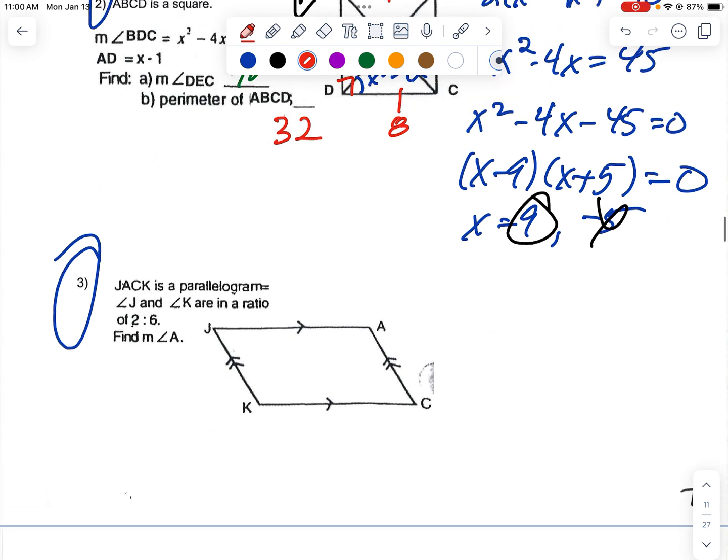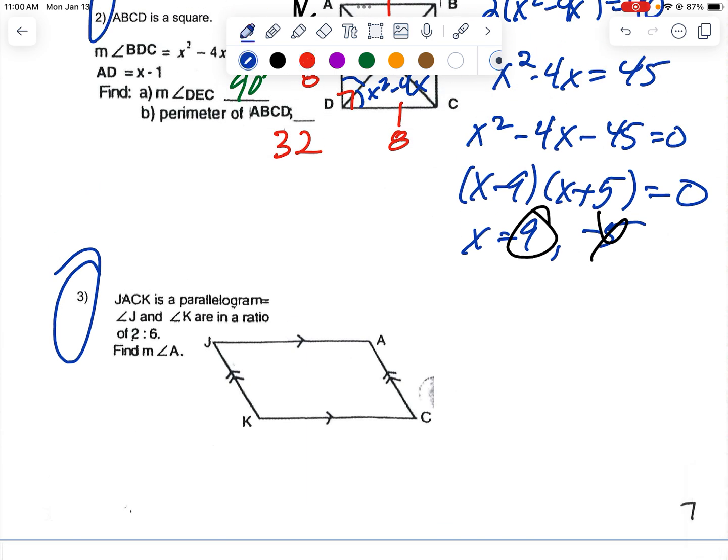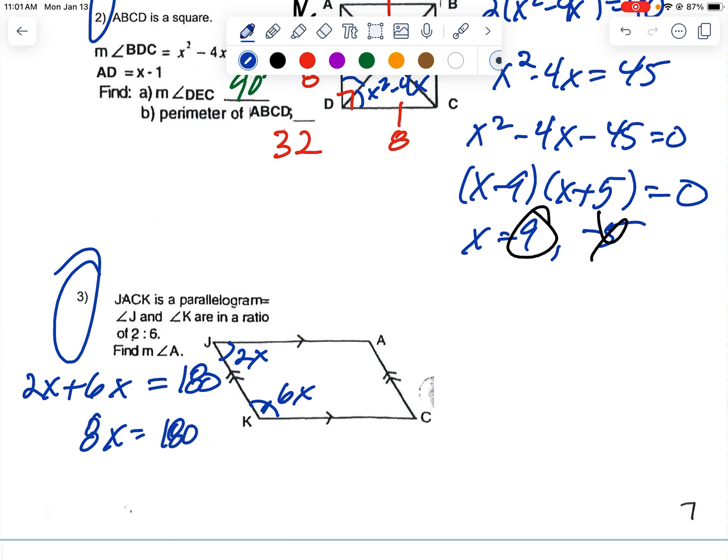Wow. Last one. Some people get stuck on this ratio stuff. Remember, in this class, it's a ratio of angles, or the sides are in a ratio, whatever it may be. Put an x, 2x, 6x. Those two angles together, 2x plus 6x, have to equal 180. They're supplementary, so 8x is 180. So I believe you get 22.5.